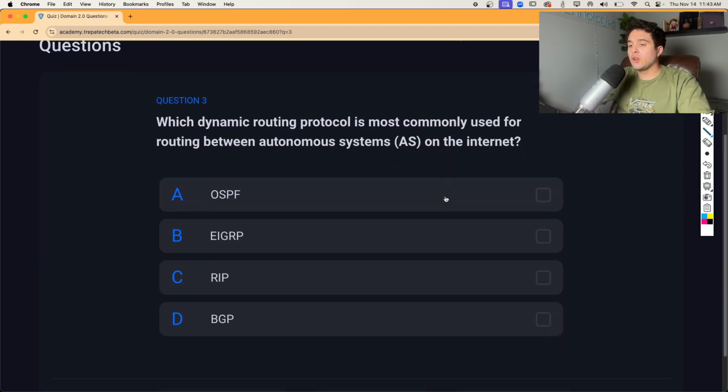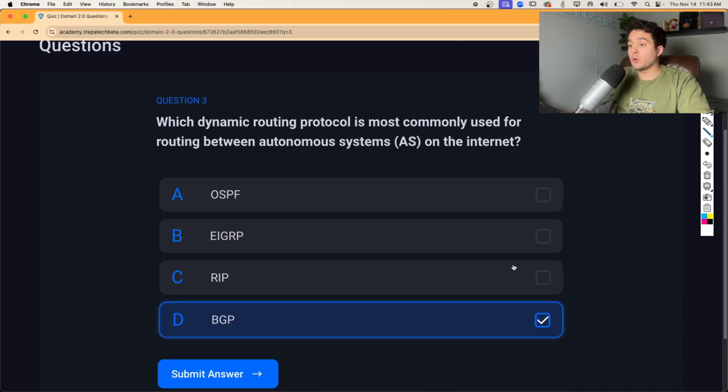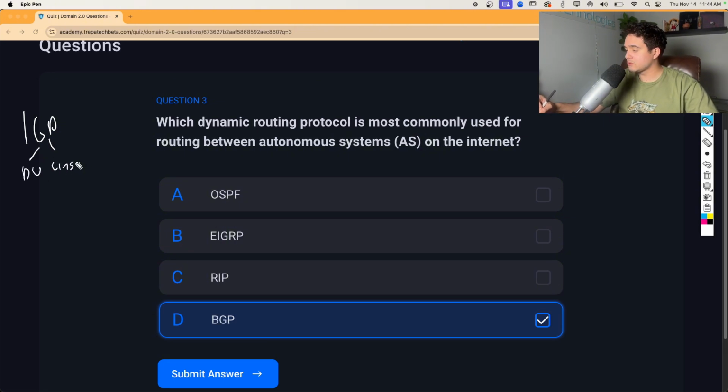Question 3. Which dynamic routing protocol is most commonly used for routing between autonomous systems on the internet? So that's going to be the Border Gateway Protocol. Out of all the routing protocols, we have two major ways to separate them. IGP, which is Interior Gateway Protocol, and then underneath there, we'll have things like distance vector, link state, advanced distance vector protocols.